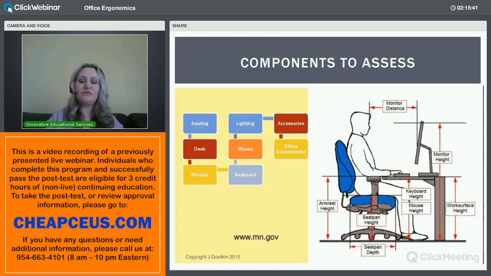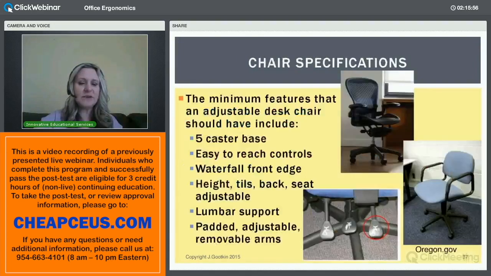So we're going to look at many different factors, and we will break it down into our seating, our desk and monitor, our peripheral components, and then other environmental office factors that play a role. So we'll go through each one step by step to let you know how to assess them and give you some suggestions.